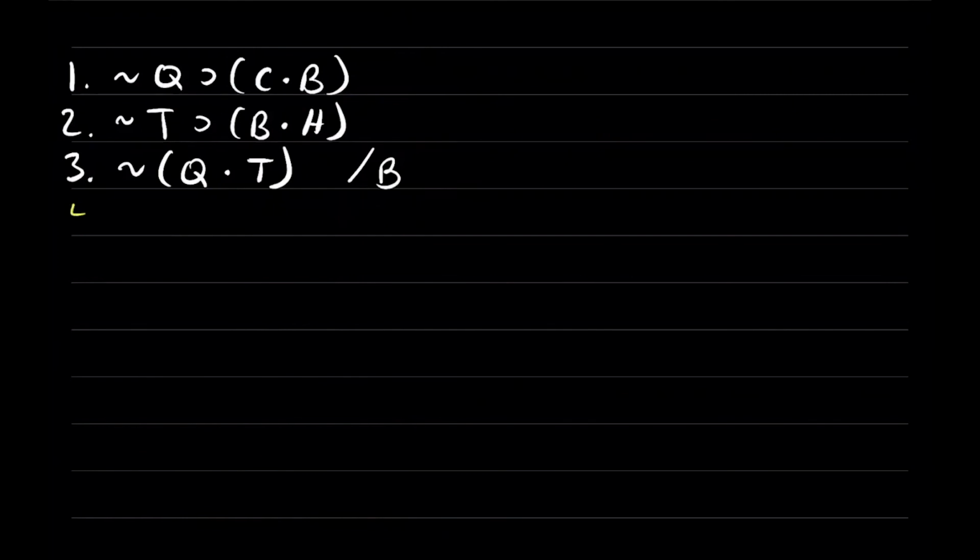I think there's an obvious first starting point, which is to use De Morgan's rule with line 3, and that will give us not Q or not T. That would follow from line 3 by De Morgan's rule.